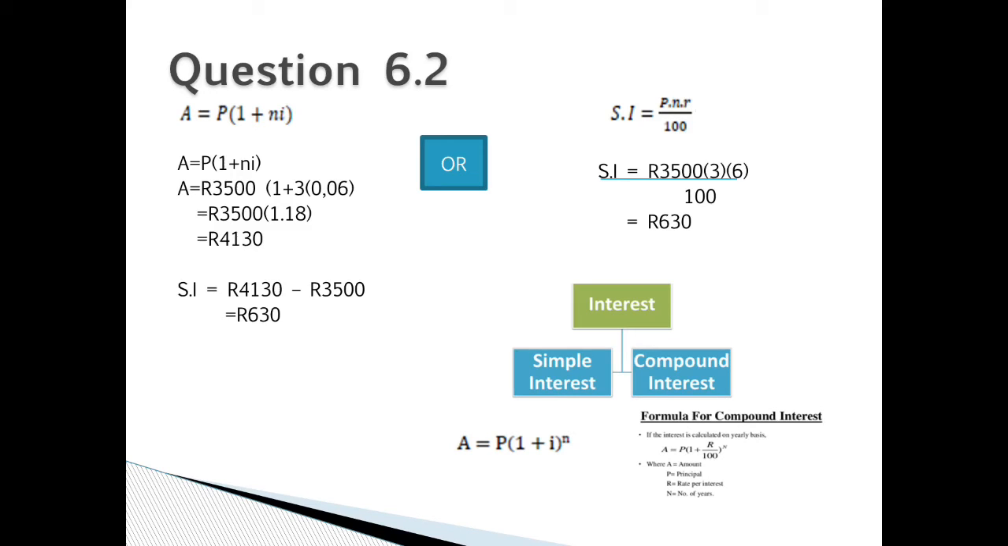If we use A is equal to P, open brackets, 1 plus n, i, you will end up with A is equal to 3,500 times 1 plus 3 times 0.06. So that will give you 3,500 times 1.18, which will give you 4,130. They asked you to calculate the interest, so you will subtract the principal amount from the 4,130, which will give you 630 Rand. Alternatively, you could just do the simple interest calculation, which is principal times time times rate. So 3,500 times 3 times 6 divided by 100, which is equal to 630.